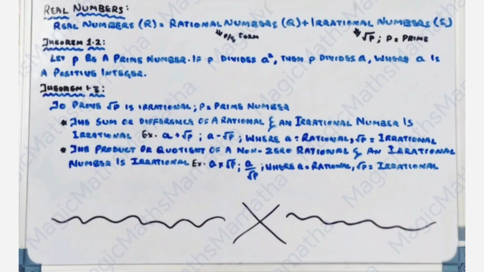Lastly, we have theorem 1.3. To prove root p is irrational, where p is a prime number. With the help of this theorem, we can prove that the square root of any prime number is an irrational number.